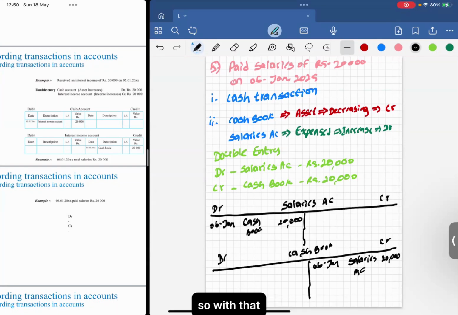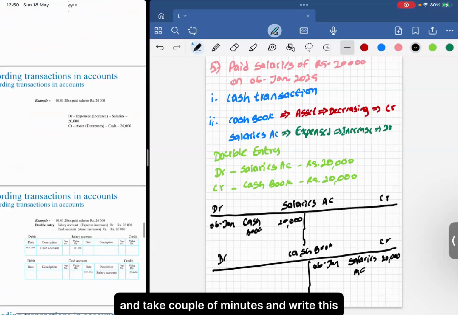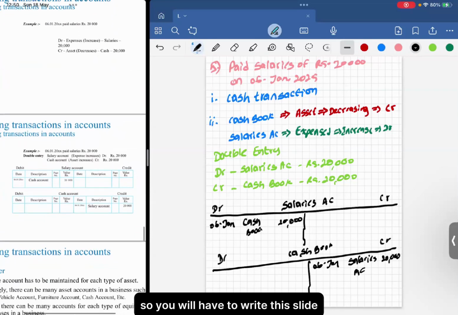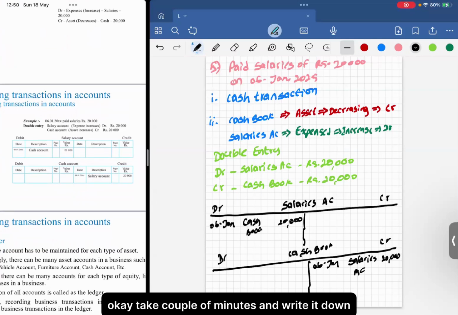Okay. So with that, we finish off the 5th transaction as well. So I hope you can understand it and take a couple of minutes and write this. So you will have to write this slide. Okay. Take a couple of minutes and write it down.